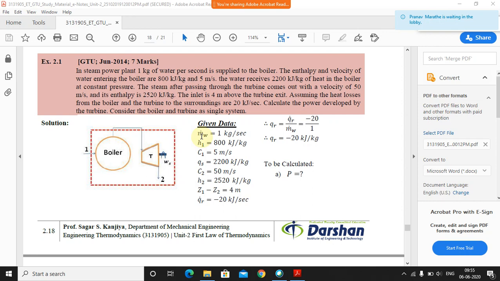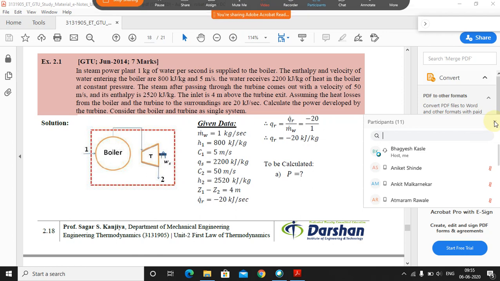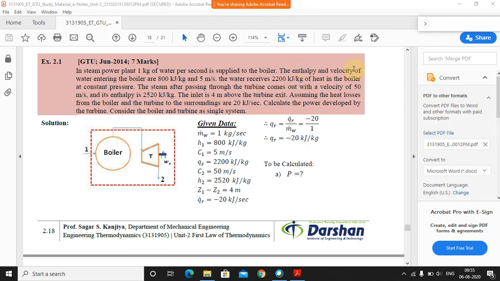Then the second thing is nothing but the enthalpy of the inlet. It is given the enthalpy and the velocity of water entering the boiler, it is given as 800. So just write down h1 is equal to 800 and c1 is equal to 5 meters per second. Because velocity is c1 and enthalpy is h1, so just write down c1 and h1 over there.